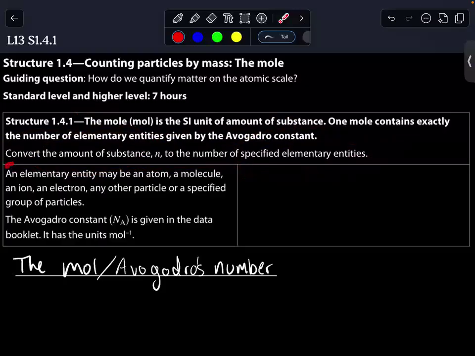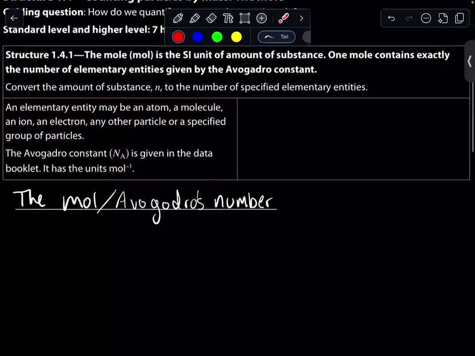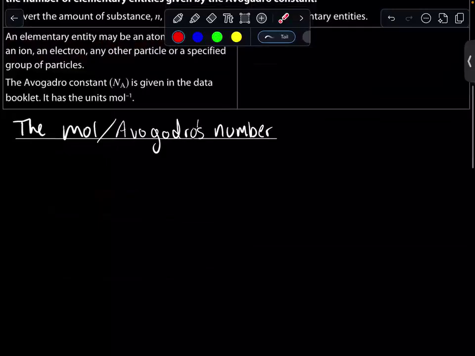So let's say what an entity is. It is an atom, a molecule, an ion, electron, or any other particle specified by a group of particles. So literally anything really small that we're going to be dealing with. And then the Avogadro constant is in the data booklet. It has the units, mole to the negative first power, so 1 over mole. And we'll talk about that too.